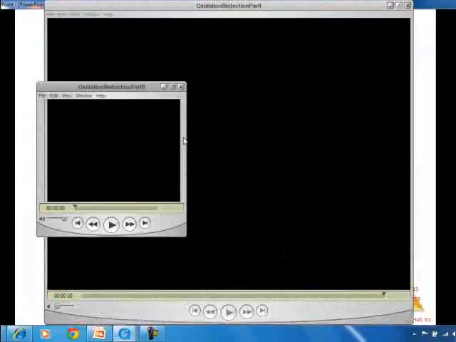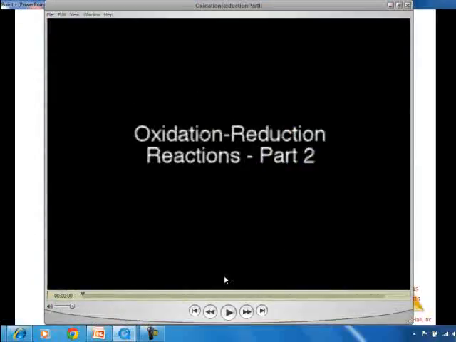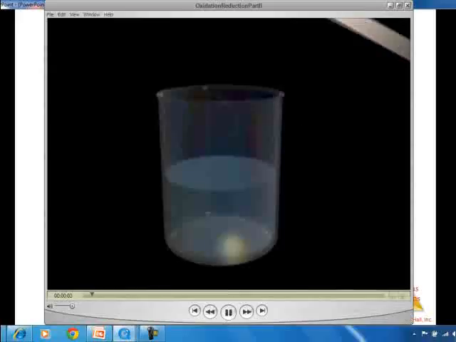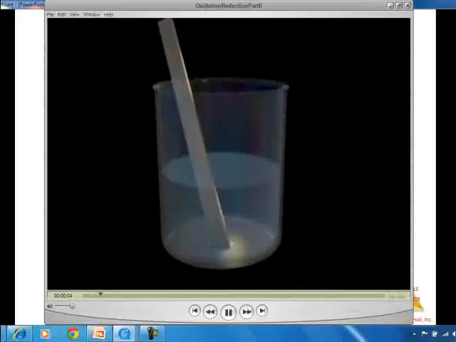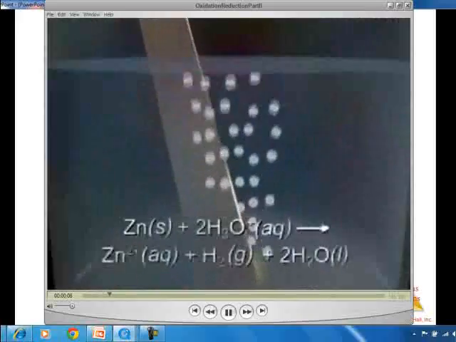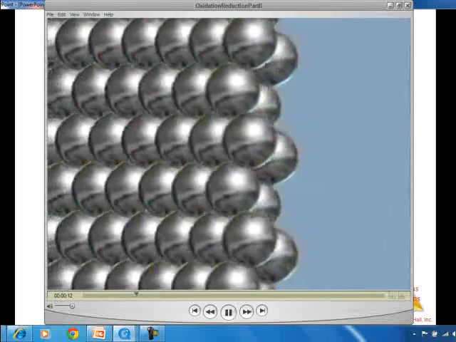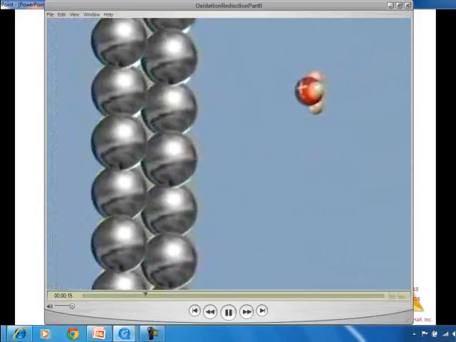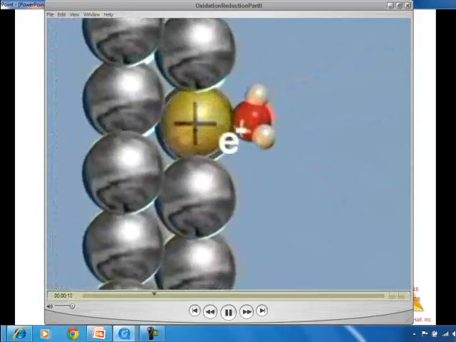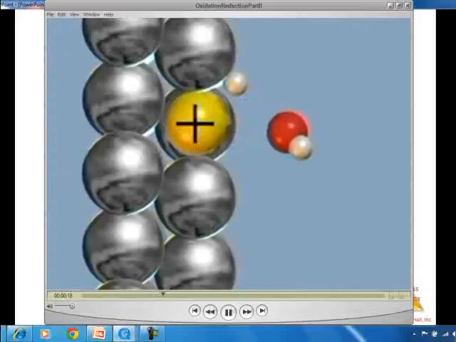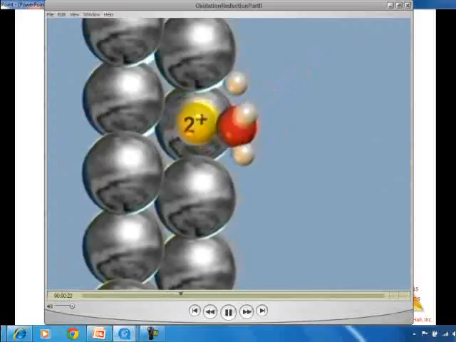Okay, and then let's look at the second video, part 2. When a zinc rod is immersed in dilute acid solution, hydrogen gas is evolved and zinc ions form in the solution. The solvated hydrogen ion is represented as a hydronium ion, H3O+. In this reaction, zinc is oxidized and hydrogen ion is reduced.